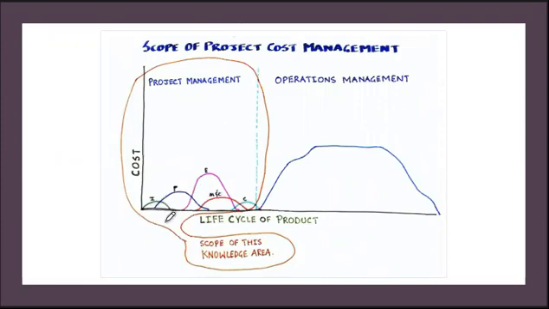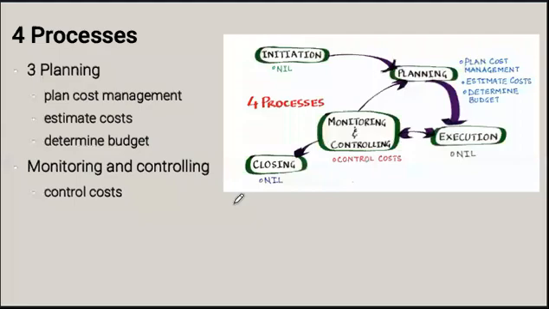And you can see that this is within the initiation, planning, execution, monitoring, and controlling, which are occurring at the same time, and finally closing. So this is where this knowledge area is made. So we have 4 processes.